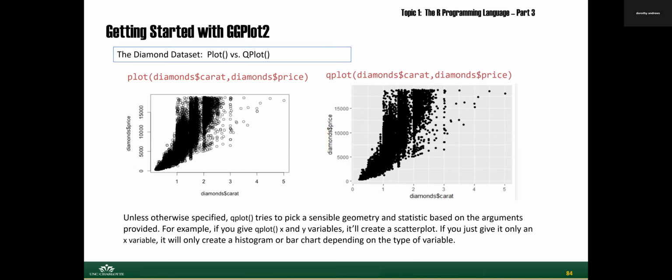So this is the diamonds data set, and I just did a quick plot using base graphics. You can see when I plot diamond carats on the x-axis and price on the y-axis, I get a pretty plain, boring plot. But if I use qplot, which is part of the ggplot package, I do get a much more interesting plot.